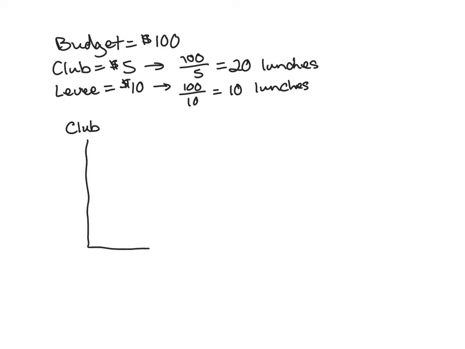So on the y-axis, we'll put faculty club lunches. On the x-axis, we'll do lunches at the levy. So we just calculated that at most he can go to the club 20 times. And at most he can go to the levy 10 times because it's twice as expensive. And there's a constant 2-to-1 trade-off between the two. So we draw a straight production possibility frontier, or in this case, we would just call it his budget constraint.